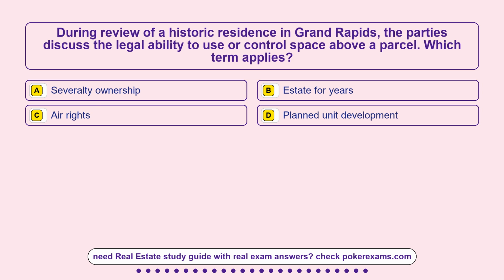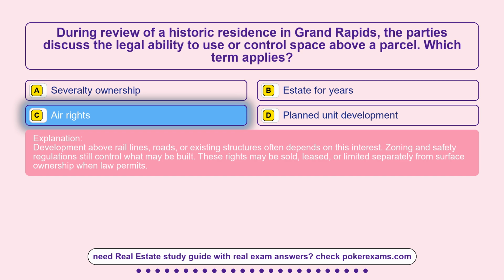Question 25. During review of a historic residence in Grand Rapids, the parties discuss the legal ability to use or control space above a parcel. Which term applies? Option A, severalty ownership. Option B, estate for years. Option C, air rights. Option D, planned unit development. The correct answer is option C, air rights.